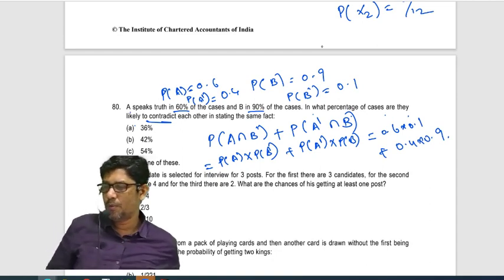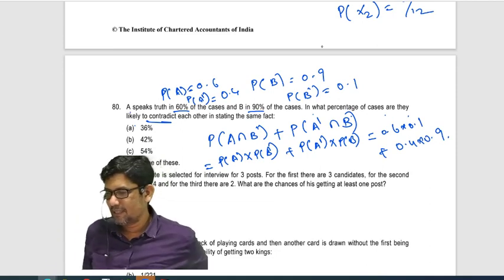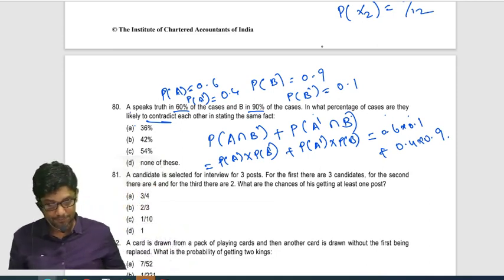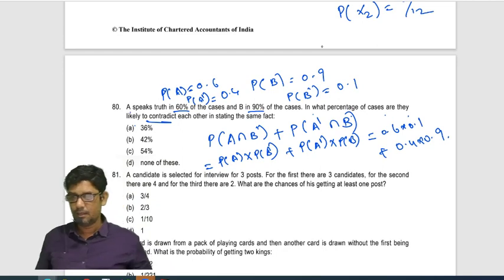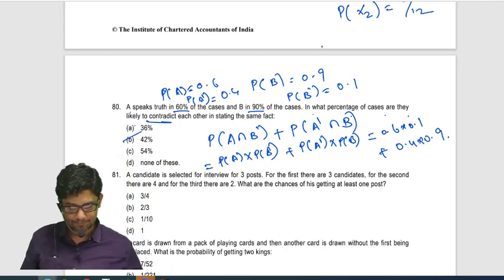Can we leave the probability chapter? Divakar, don't do it, my dear. 42%, okay.